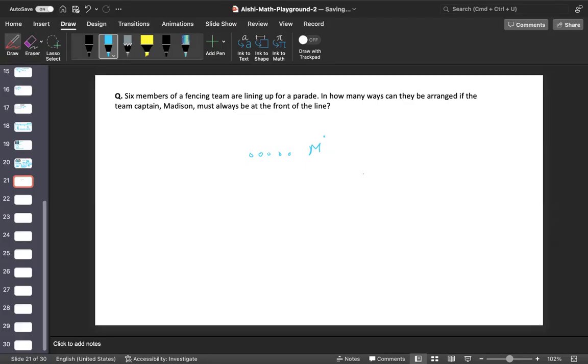So, since Madison's place is fixed in the front, this would be 5 factorial since only the 5 other people can do it. And this question would be permutations, obviously, because it says arranged. So permutation means, like, permute means arrange or line up in order. Well, combination means the order doesn't matter at all.